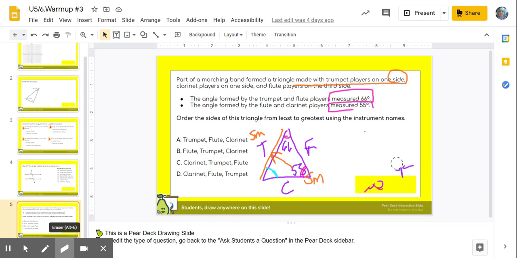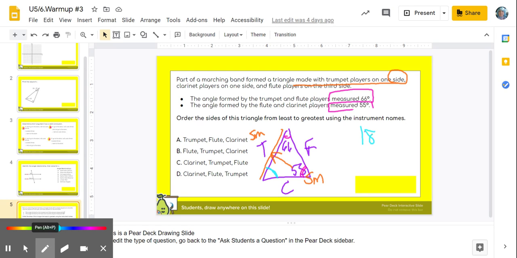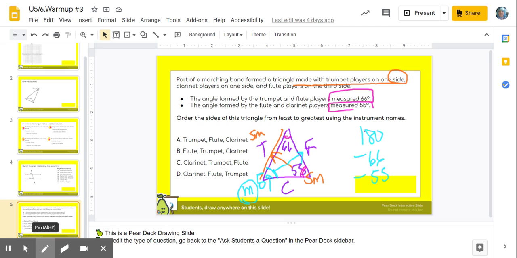I just subtracted both of them. Yep, that's what I do too. So in my calculator, I'll do 180 minus 66 minus 55. And I forget what I get. Is it 59? Yes. So now that I have that third angle, I can go across from the 59. If the 59 is bigger than 55 and smaller than 66, then that's the medium angle, right? Which means F is the medium side.